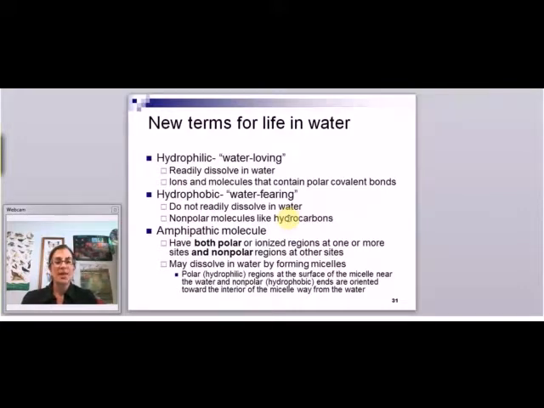The third term is amphipathic. Maybe this sounds to you like a word you already know, amphibian. Amphibian means lives on land and in water, and that's kind of what amphipathic means. It's molecules that have parts that are hydrophilic and parts that are hydrophobic, or in other words, it has parts that like to live in water and parts that don't want to be in water. So they have both polar and non-polar regions.